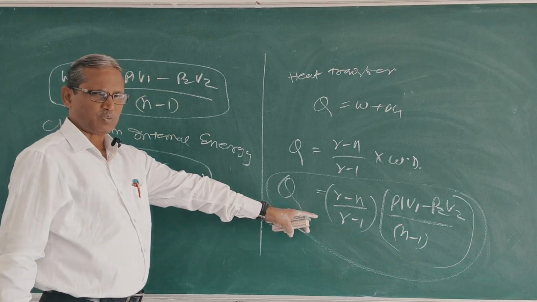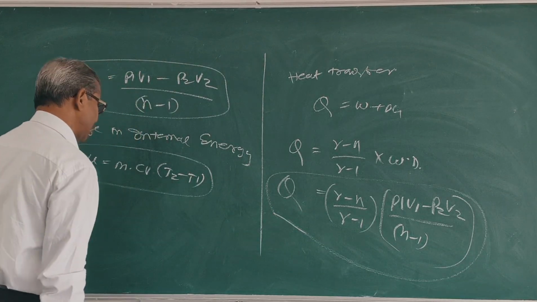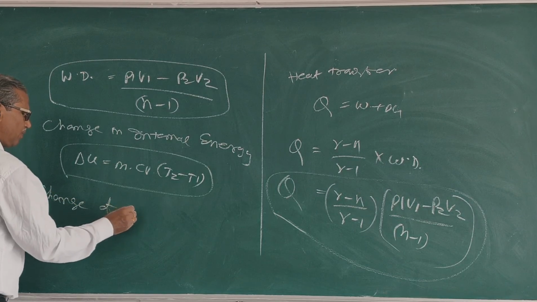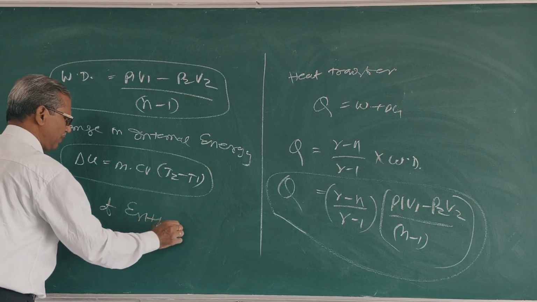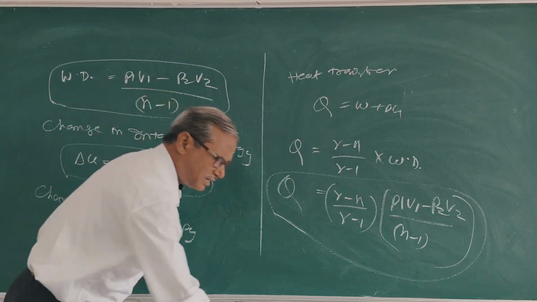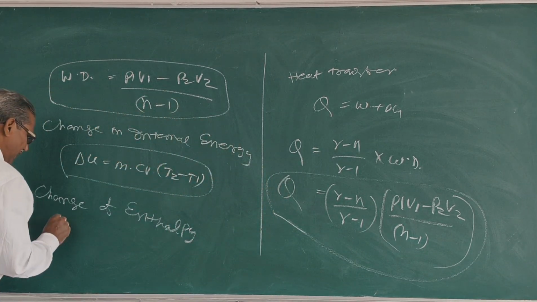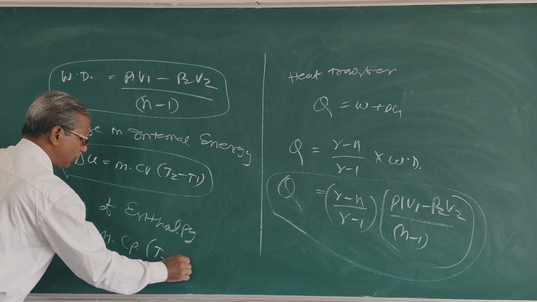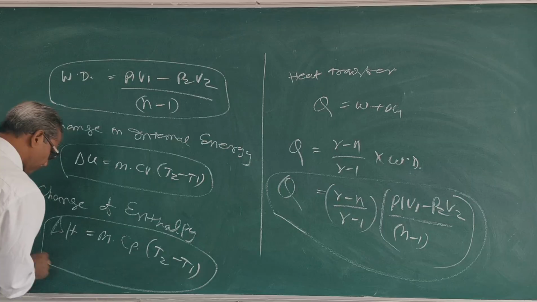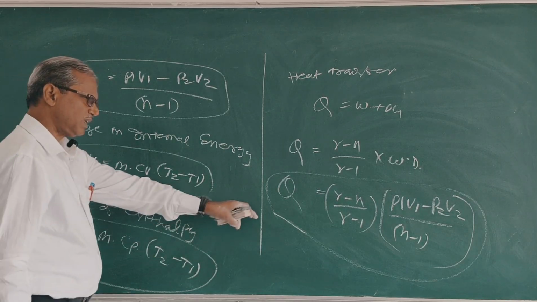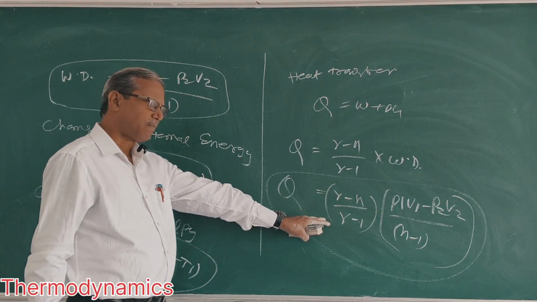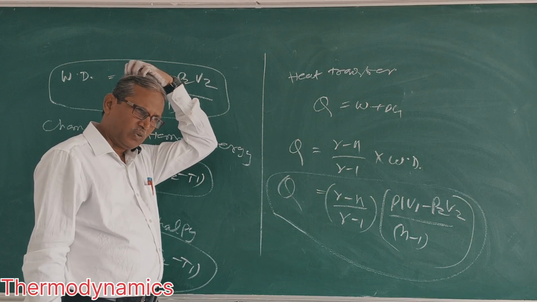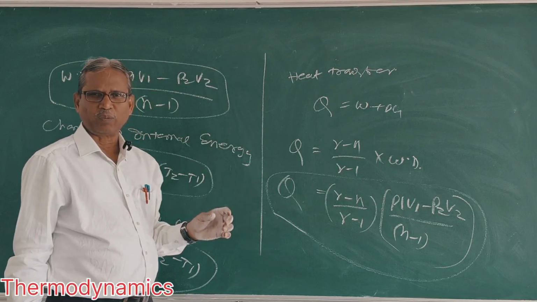And change of enthalpy: delta H is equal to m Cp T2 minus T1. Clear? The long question, next class I will derive this formula and I will derive another formula. What is Cp, what is Cv, what is gamma, what is the relation between pressure, volume and temperature. Clear? The detail I can discuss next class.